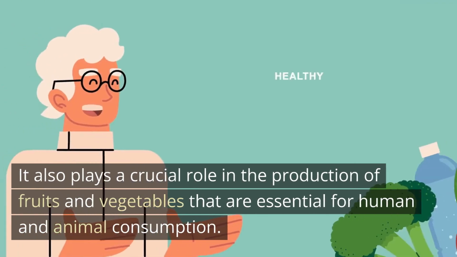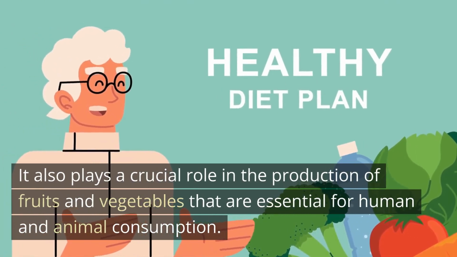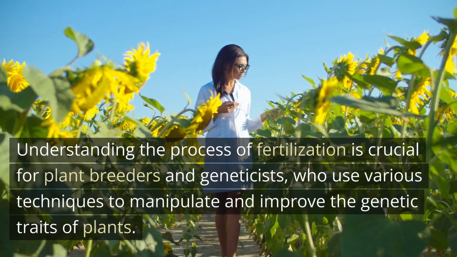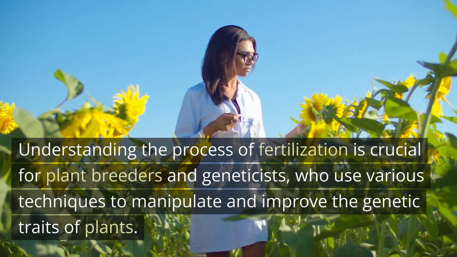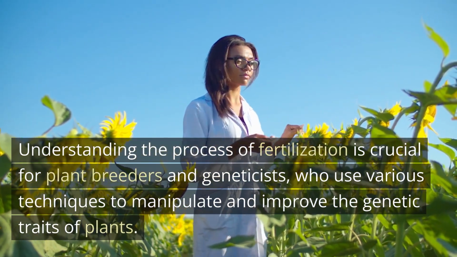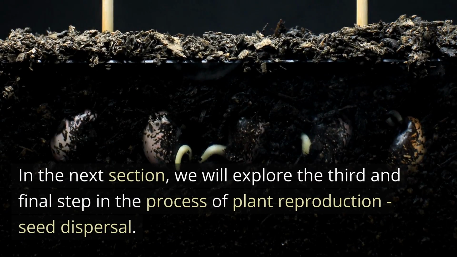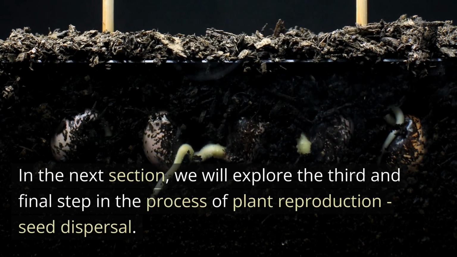It also plays a crucial role in the production of fruits and vegetables that are essential for human and animal consumption. Understanding the process of fertilization is crucial for plant breeders and geneticists, who use various techniques to manipulate and improve the genetic traits of plants. In the next section, we will explore the third and final step in the process of plant reproduction: seed dispersal.